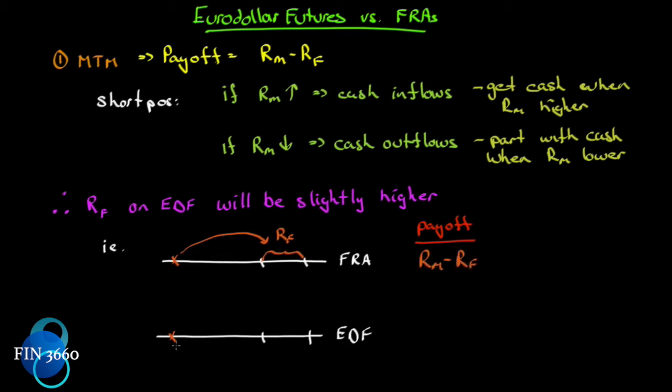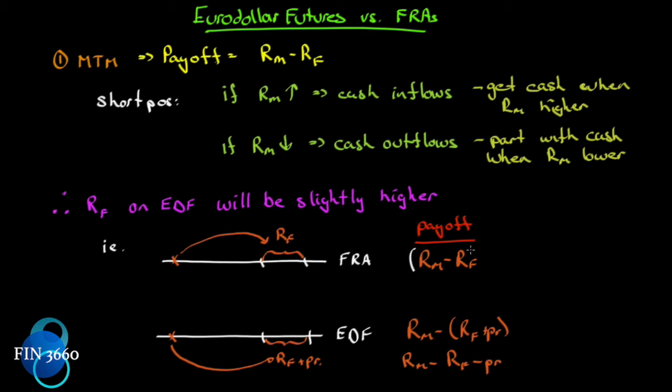On the Eurodollar futures contract, we enter into an agreement to lock in a rate over here, which will be RF, but we said it will be slightly higher, so we're going to add a small premium, PR. RF plus PR. It will be slightly higher. So our payoff is going to be RM minus (RF plus PR), which, if we expand it out, is RM minus RF minus PR.